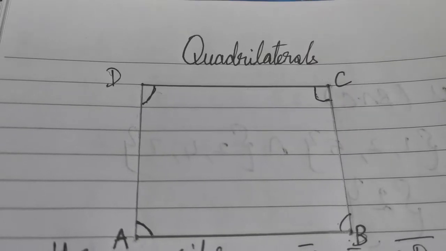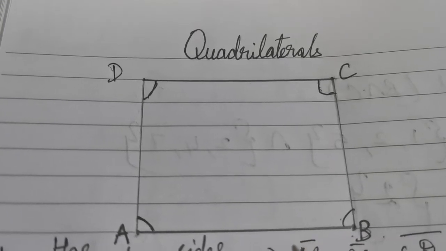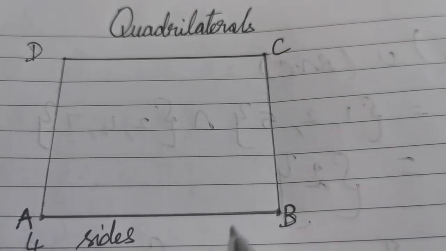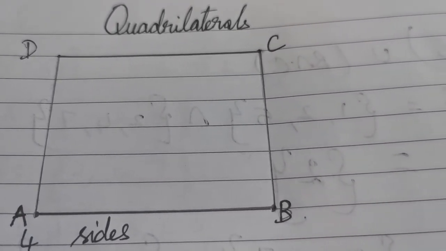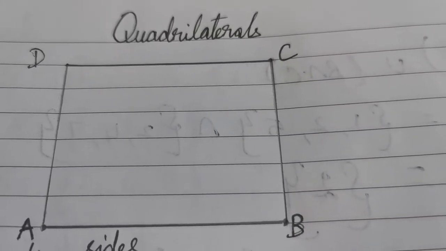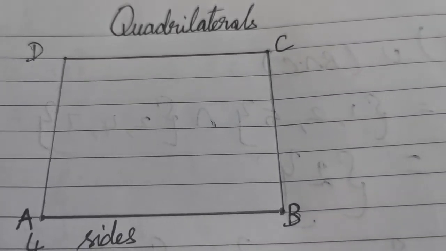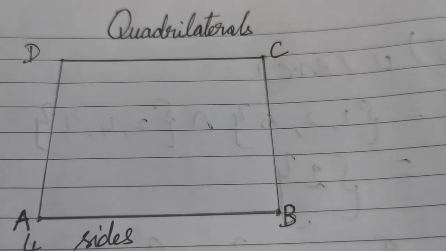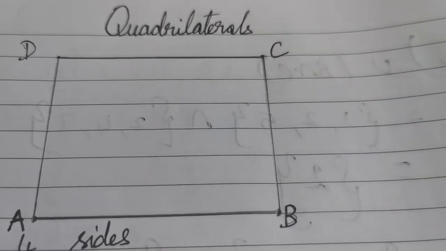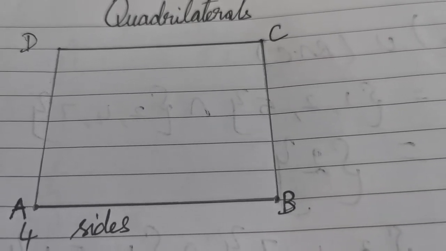Hello students, this video will give you the general properties of a quadrilateral. So to start with, what do you mean by a quadrilateral? Any shape which has four sides is called a quadrilateral. So a square has four sides, so that is a quadrilateral. A rectangle has four sides. A rectangle is a quadrilateral. So, any shape with four sides is a quadrilateral.